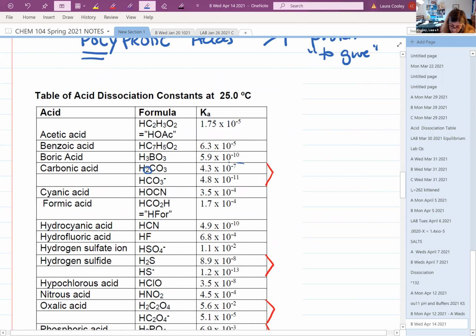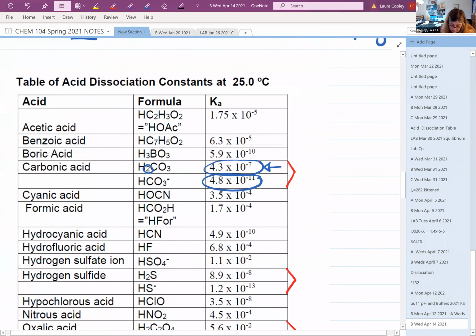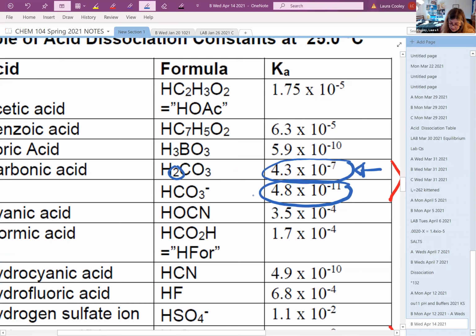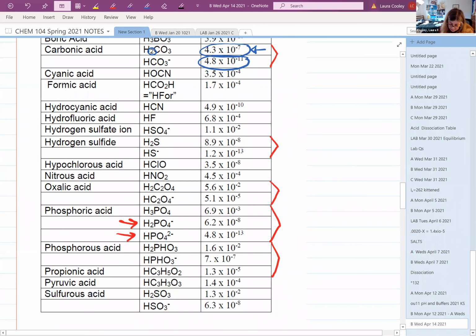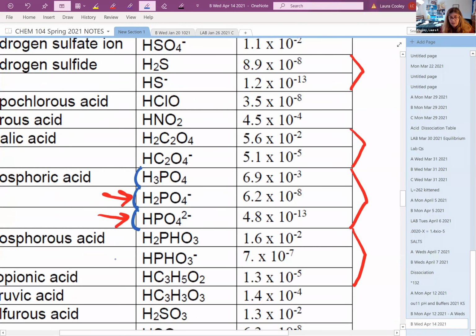Notice that there are 2 different Kas. This is the Ka for releasing the first proton. This is the Ka for releasing the second proton. And just to talk about phosphoric acid, here are the 3 different chemicals that are listed here. And these 2, the ones with the red arrows, are the ones I've been talking about. Phosphoric acid is a pretty strong acid for a weak acid. It's about the strongest it gets for a weak acid.